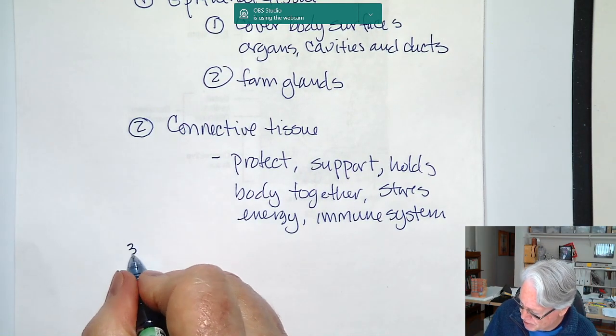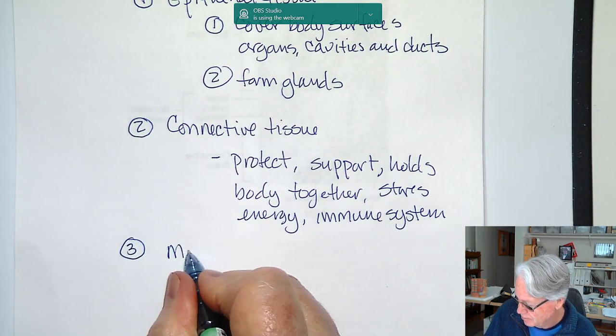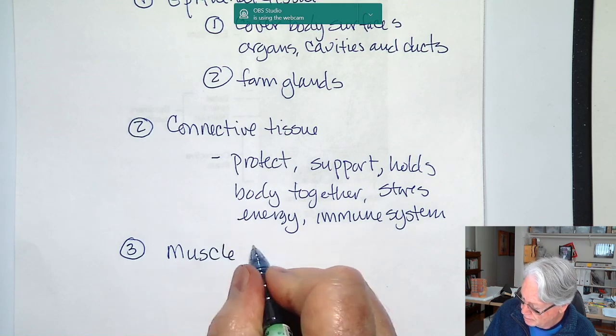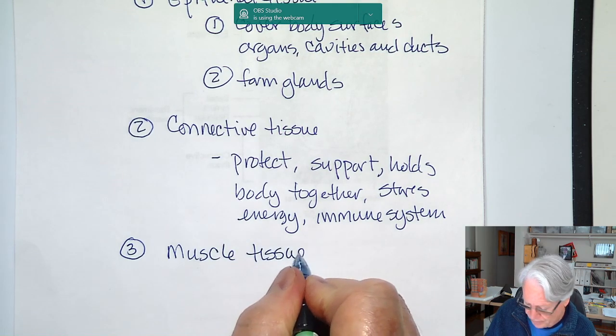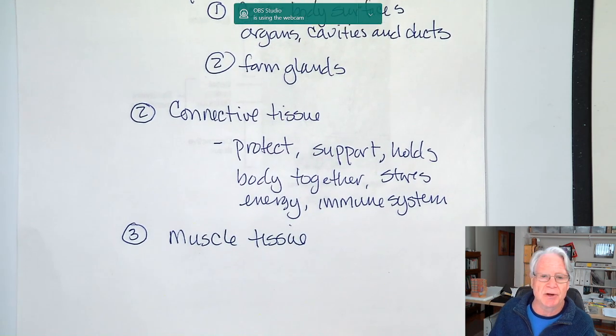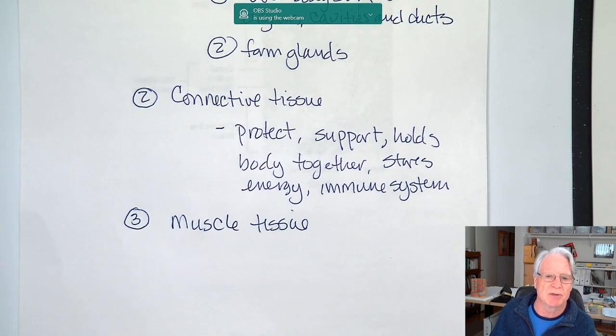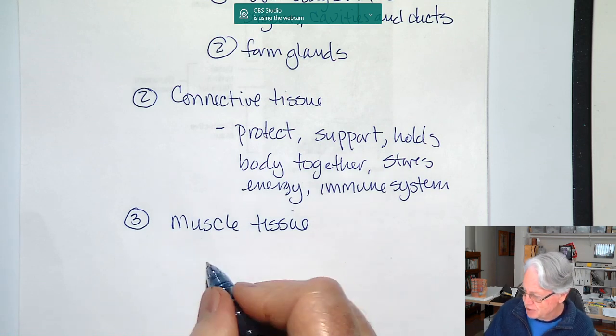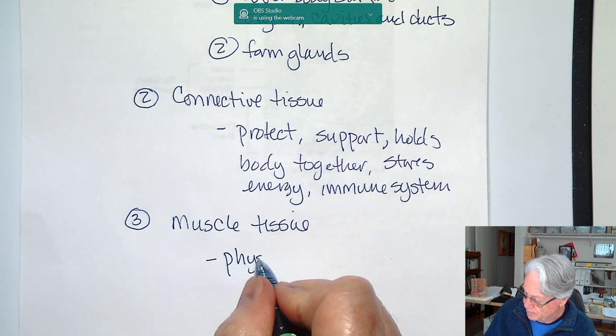A third type is muscle tissue. And as you know, there are 3 different types of muscle tissue, and we'll look at that more closely in detail towards the end of this lecture series. This is all about physical movement.